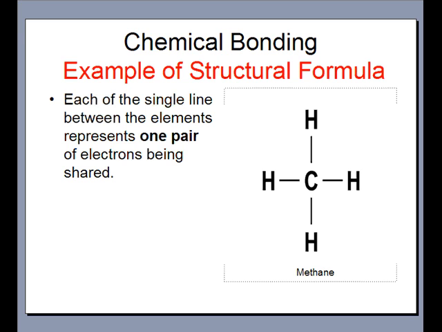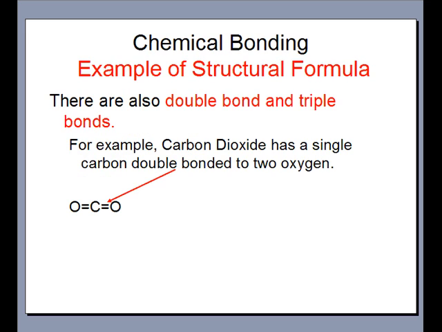We have the molecule methane. Here you see 4 atoms of hydrogen bonded to carbon. The straight line here represents sharing of 2 electrons. Here we have structural formula for double bonds and triple bonds. The example here, carbon dioxide, where you have 2 double bonds here and 2 double bonds here.